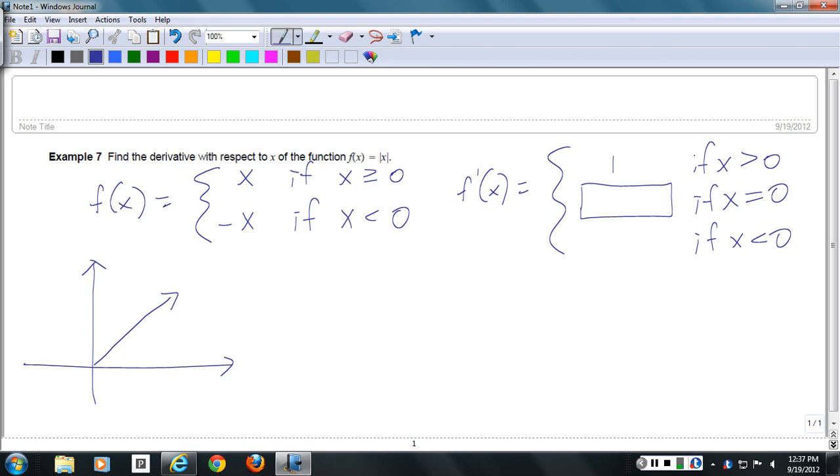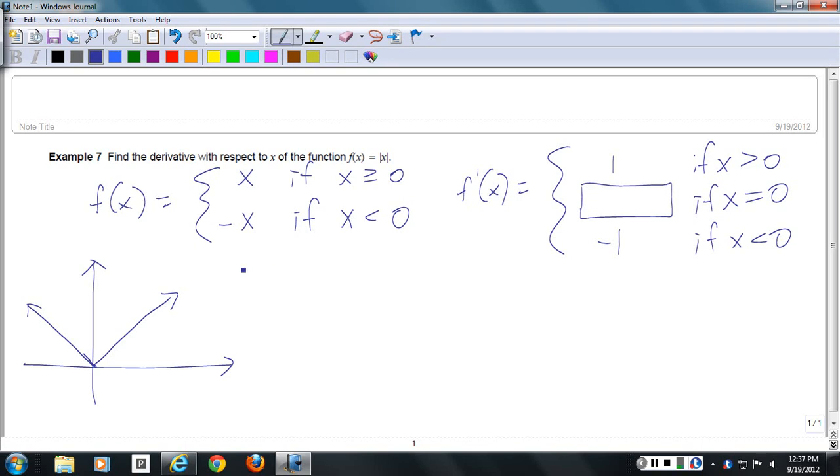If x is less than 0, the value of the derivative is going to be the slope of this piece of the graph, which is negative 1. The slope of y equals negative x is negative 1. But I can't just get the derivative at 0, because 0 is not inside of either one of these open intervals. It's not in the open interval from 0 to positive infinity or from negative infinity to 0. It's an endpoint.